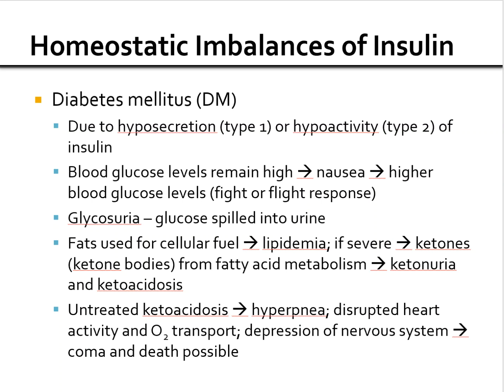So diabetes mellitus is an imbalance of insulin. And there's two types of diabetes mellitus that exist. One is due to a hyposecretion of insulin. So in this case, there's no insulin production. Okay, so type 1 people don't produce insulin. These tend to be the ones that rely on injecting themselves with insulin.